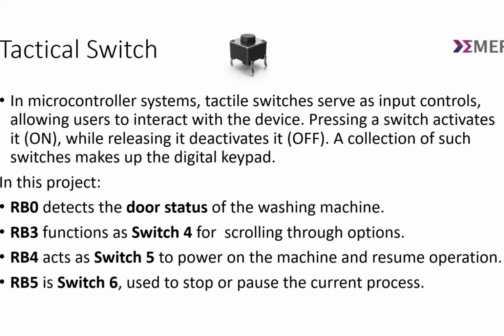In this project, we have used RB0 to detect the door status of the washing machine, that is switch 1, and RB3 functions as switch 4 for scrolling or navigating through options, and RB4 acts as switch 5 to power on the washing machine and resume the operation, and RB5 is switch 6 used to stop or pause the current process.